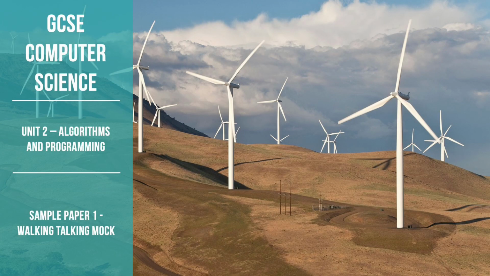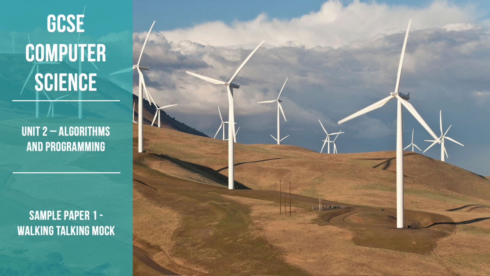Hello and welcome to this latest video in the OCR GCSE Computer Science series. In this video we're going to be undertaking a walking talking mock of the Sample 1 paper for Unit 2 Algorithms and Programming. Now this is the first and, at the time of recording, the only sample paper available for the new GCSE specification, which will be first examined in the summer of 2022.